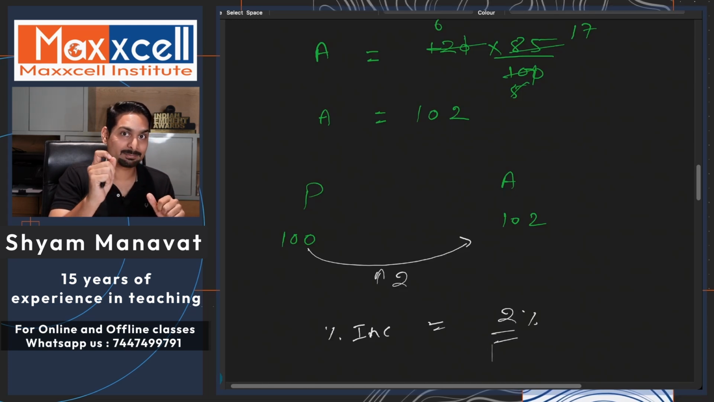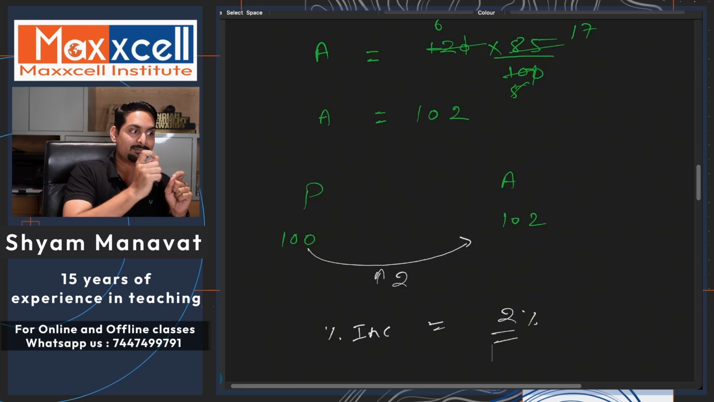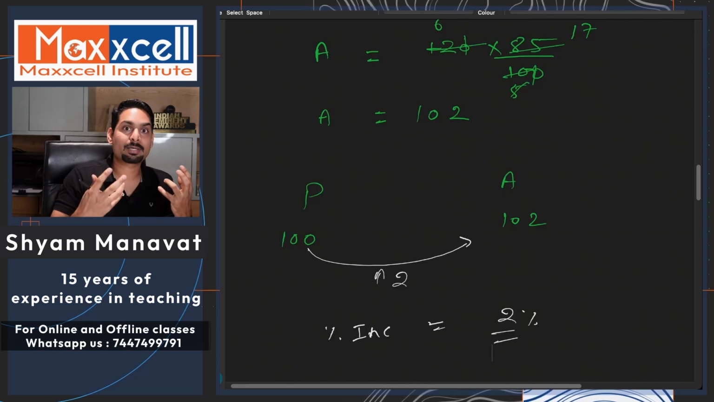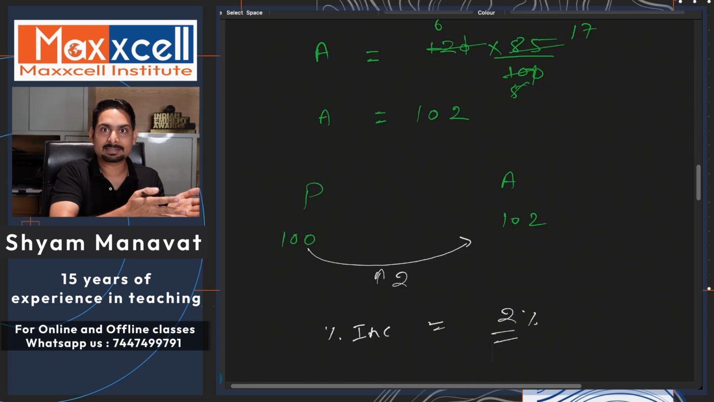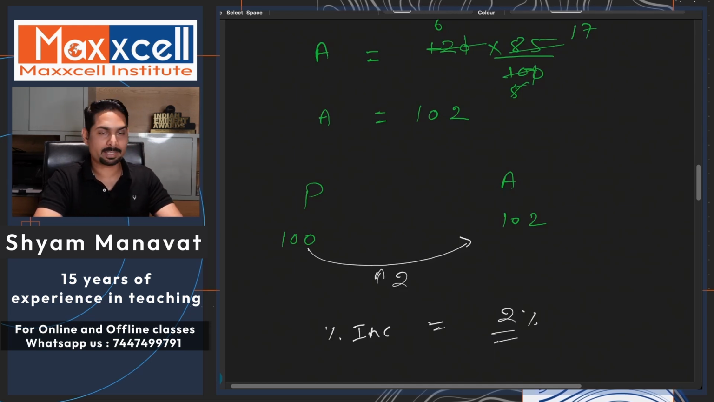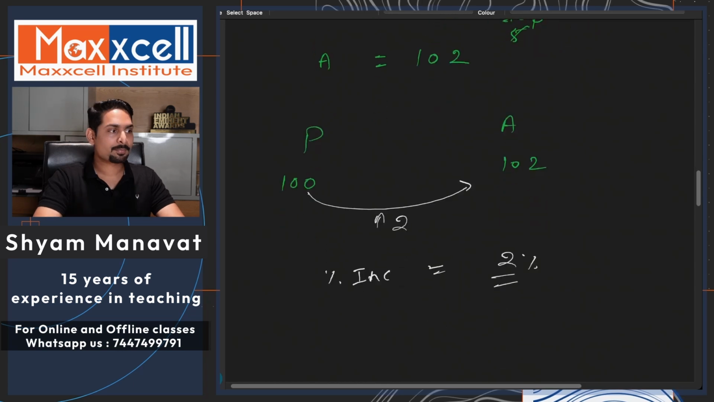If percent means per 100, and it is increasing from 100, I can write all the steps, but I'm deliberately not writing them so that you understand the concept well by removing the steps. Great. So that's the answer.